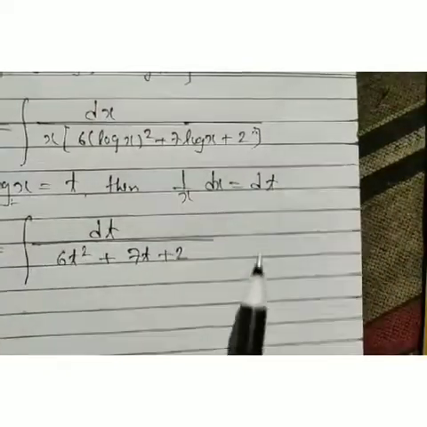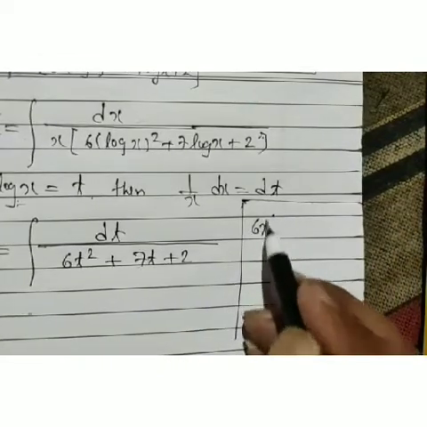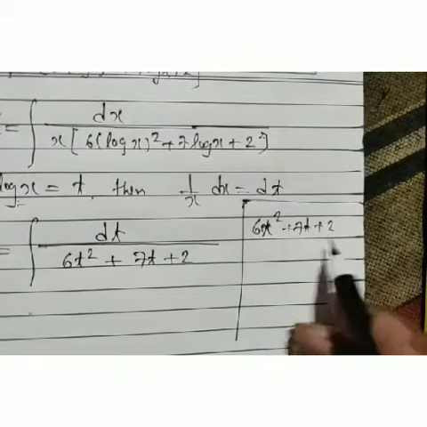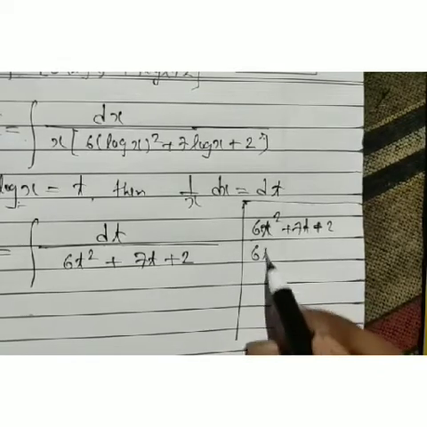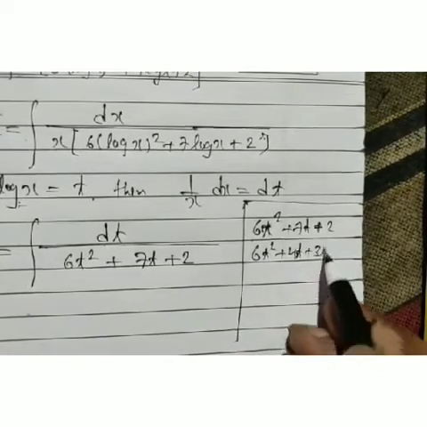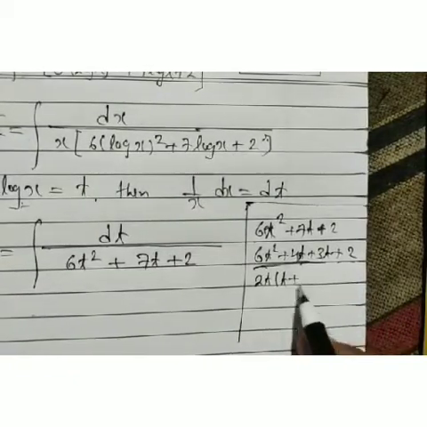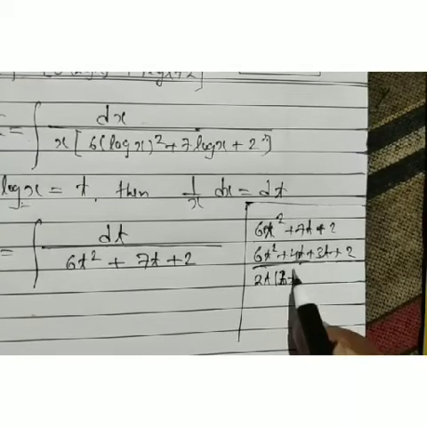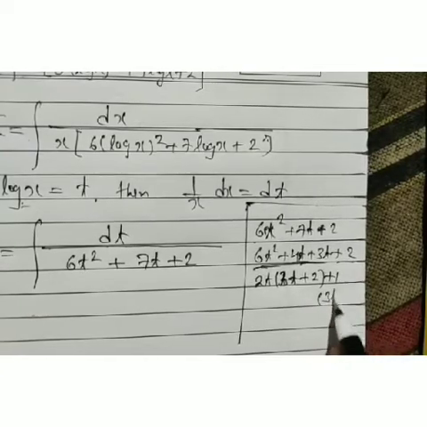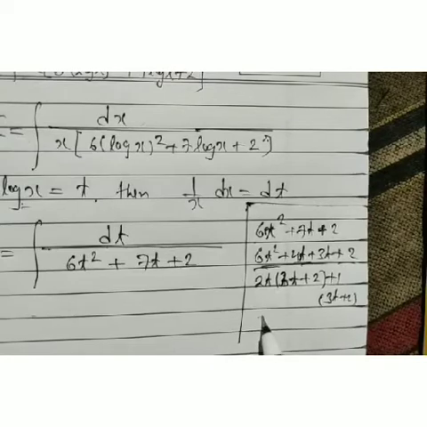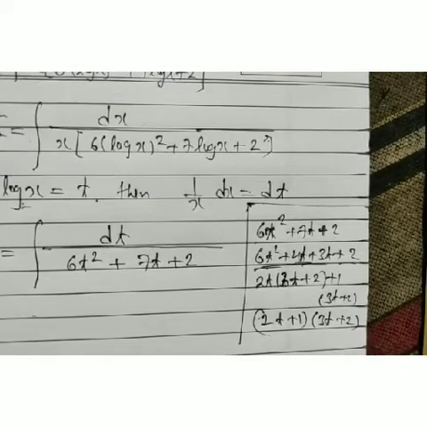We are going to factorize it in our rough portion. We have 6t square plus 7t plus 2. Now we need factors of 12 whose sum is 7, which are 4 and 3. So 6t square plus 4t plus 3t plus 2. Take pairs: take 2t common, then 3t plus 2, and plus 1 common, then 3t plus 2. So the factors are 2t plus 1 and 3t plus 2.